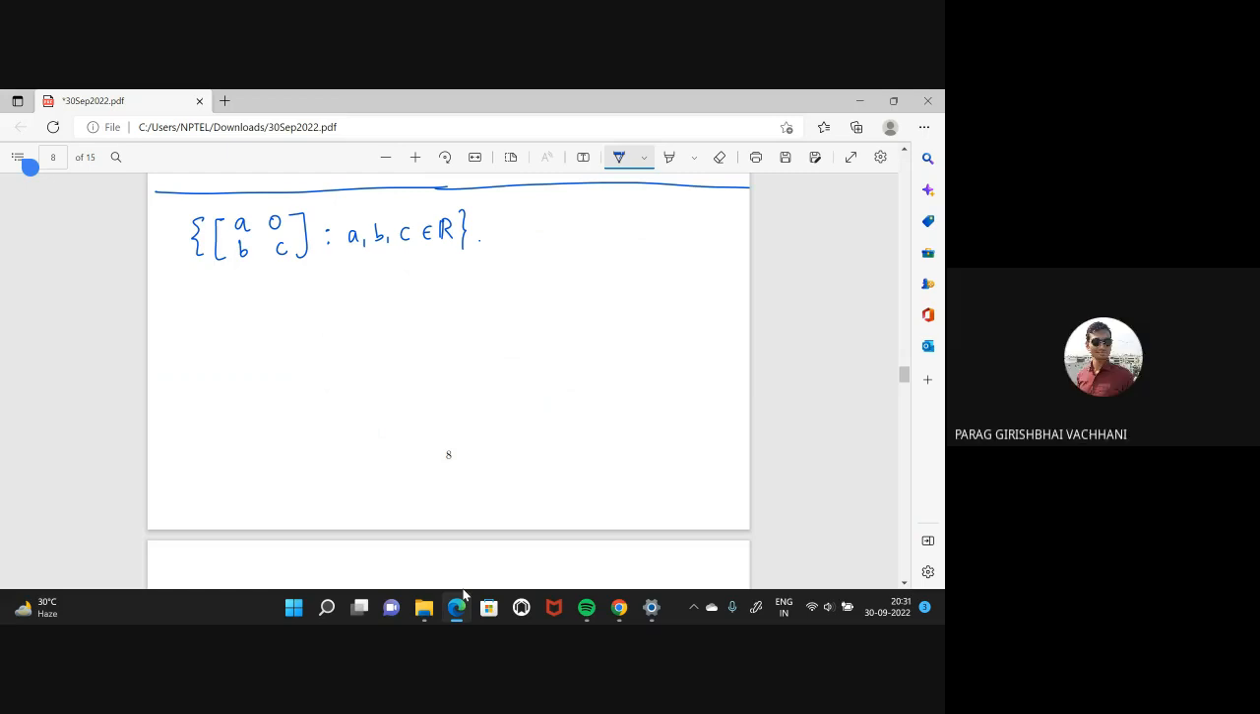If you know A, do you know the entire matrix? No, ma'am. If you know A and B, do you know the entire matrix? No, ma'am. If you know A, B, C, do you know the entire matrix? Yes. So how much information is needed? 3 elements. So the dimension will be 3.